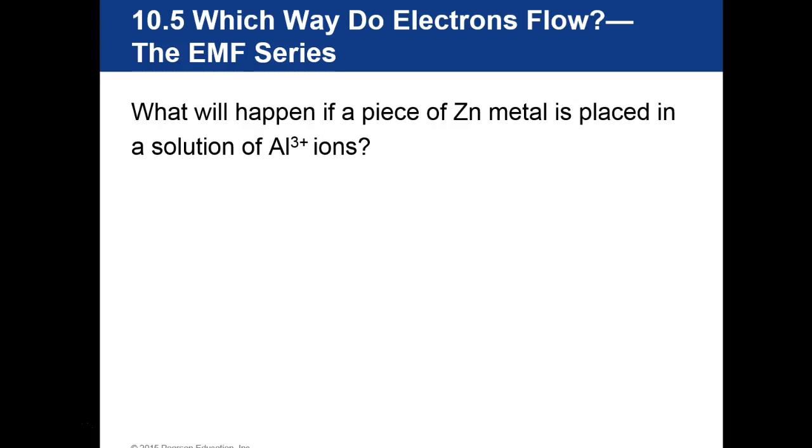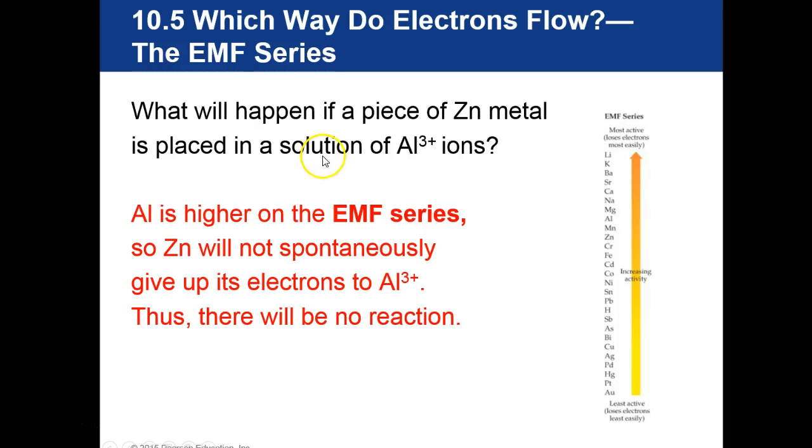So what will happen if a piece of zinc metal is placed in a solution of Al3+ ions? Al, or aluminum, is higher in the EMF series, so zinc will not spontaneously give up its electrons. Thus, there will be no reaction.